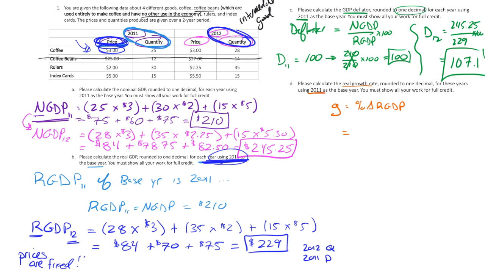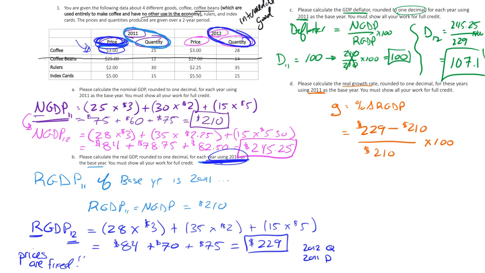So the growth rate is just going to be percentage change. So we take our second value, which was 229. We subtract our first value, which was 210. So we're using real GDP, so that's part B. Second value minus the first value, just as a reminder, and then divide that by the first value times 100. Make sure you know how to use percentage change. It's a very important idea in macroeconomics.